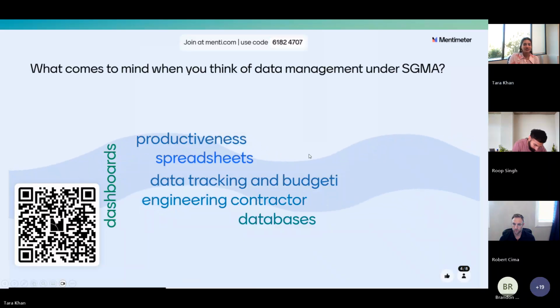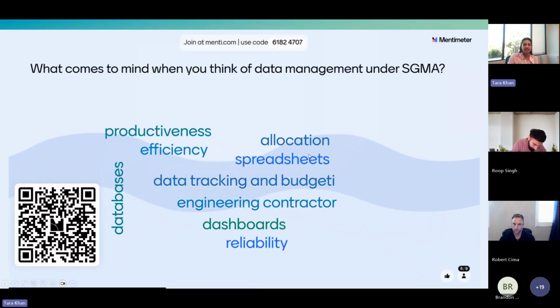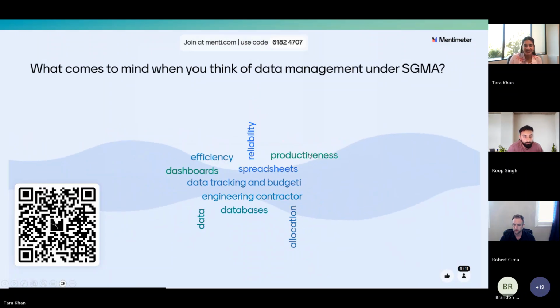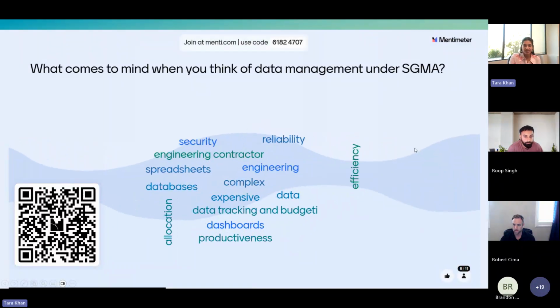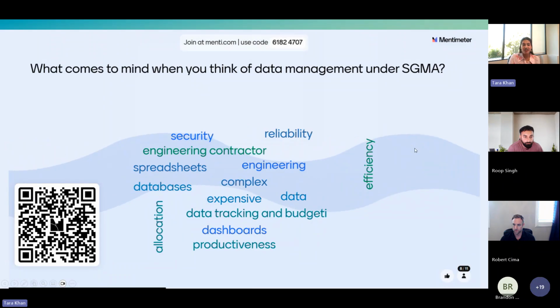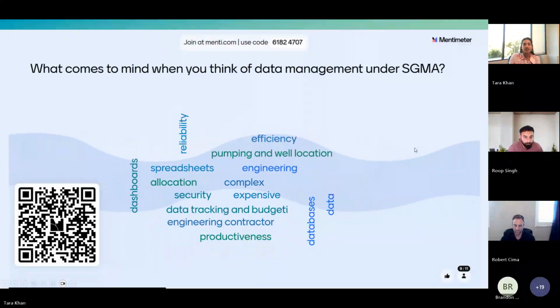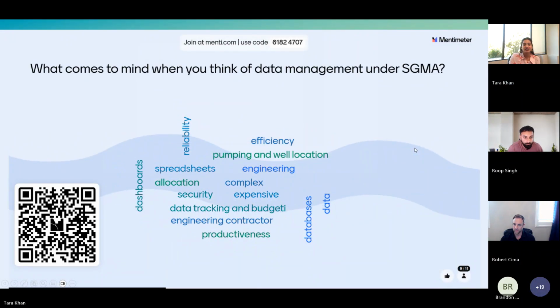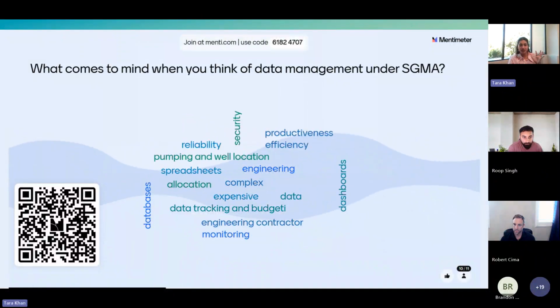Okay. So I see we have data tracking, budgeting, allocations, spreadsheets, dashboards, databases, engineering. Yeah, great. It is complex. It's expensive. We're thinking about security. We're thinking about reliability and efficiency. Okay. Absolutely. Okay, great. So it looks like everybody kind of is on the same page here.